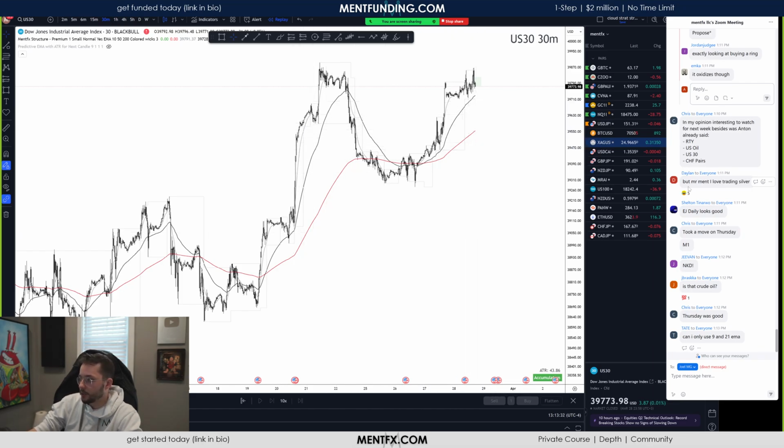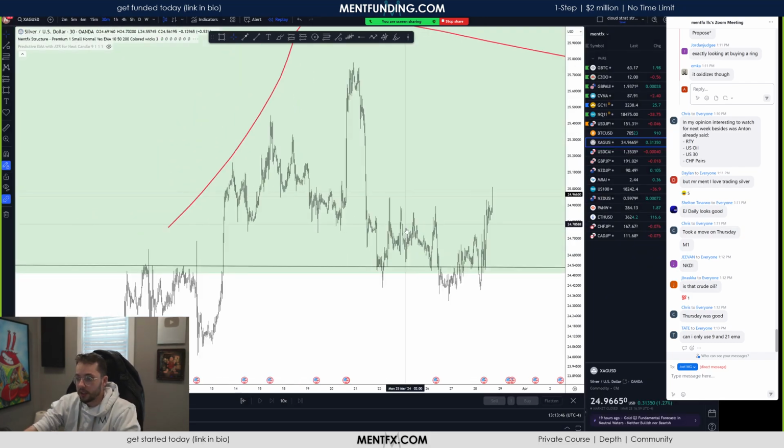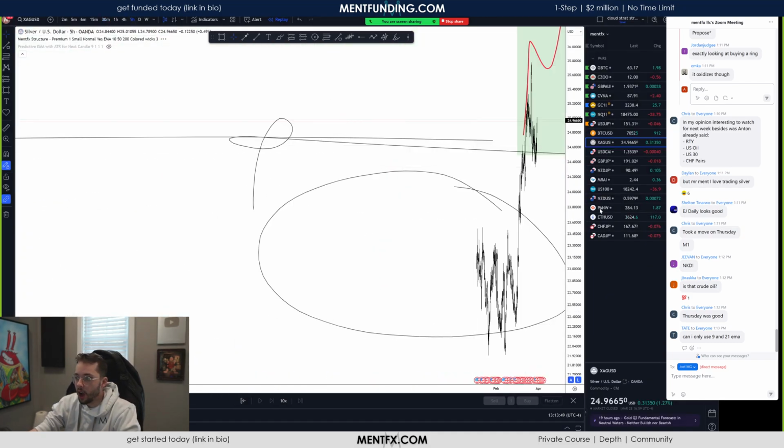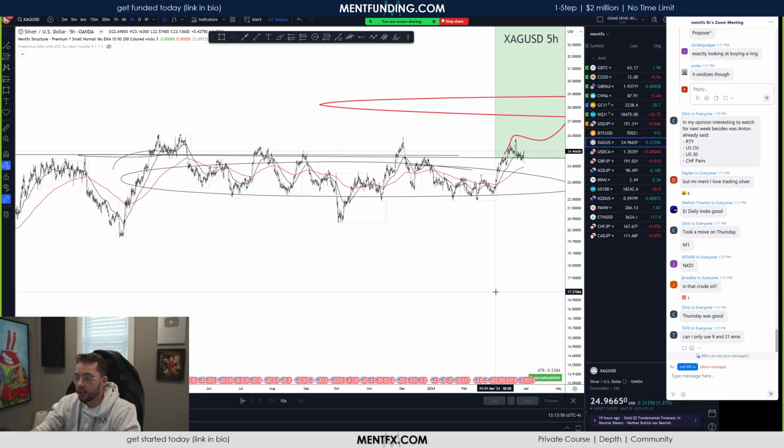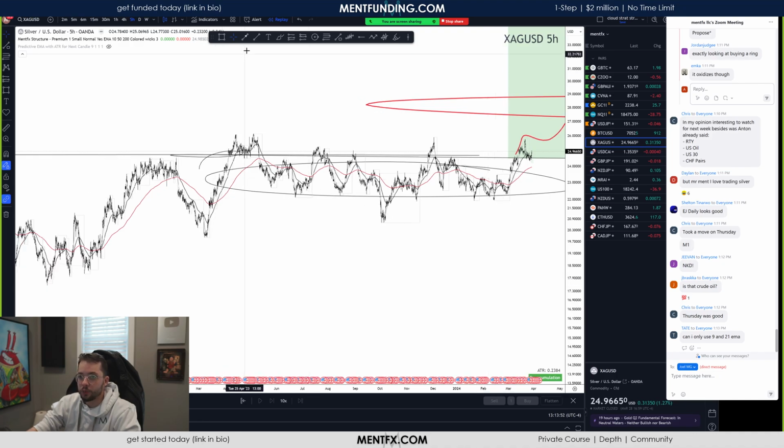And then CHF pairs, but you can take a look at that. Yeah, Dalen says, but Mr. Ment, I love trading silver. Yeah, exactly. You need to be very careful. Stop getting attached to the markets. There have been questions about silver every week so far, and every week it's been in this ugly area, right? It's maintained inside of this area.